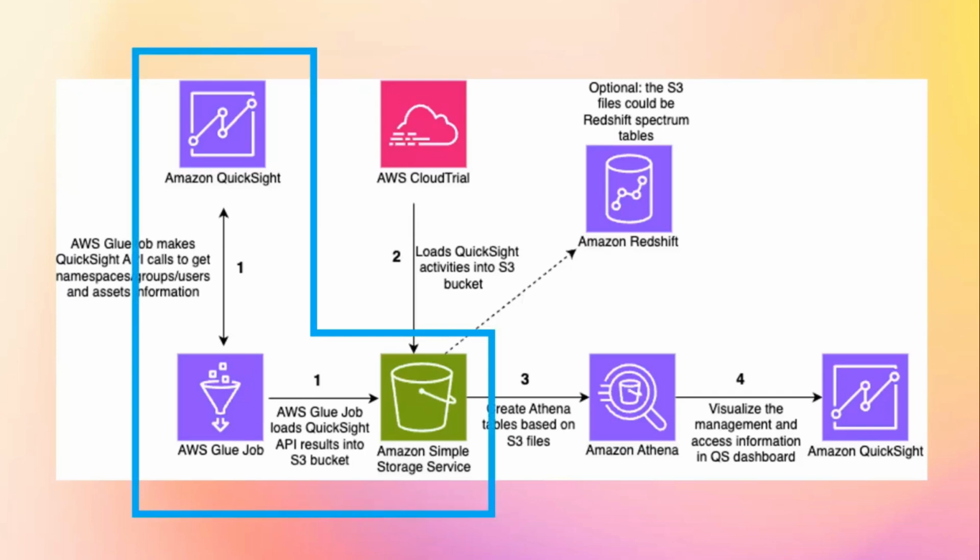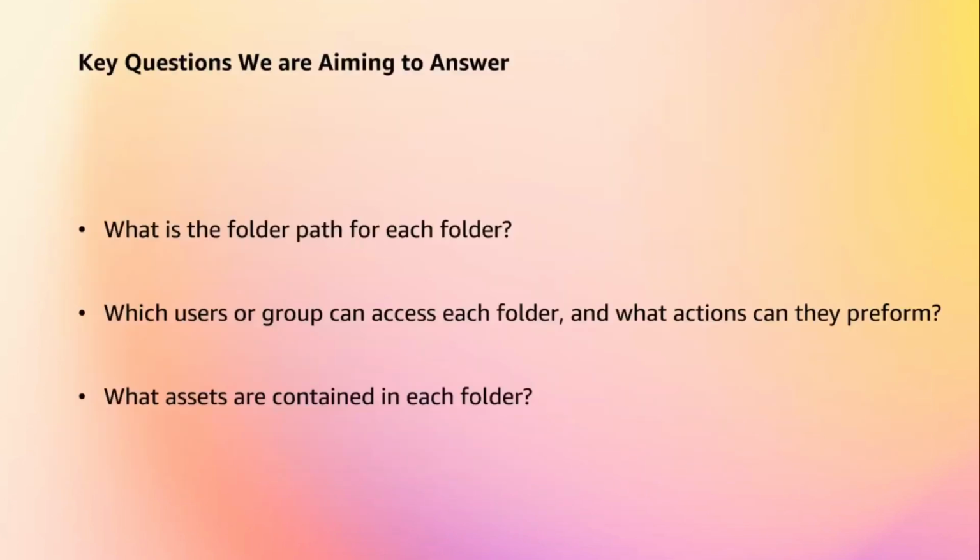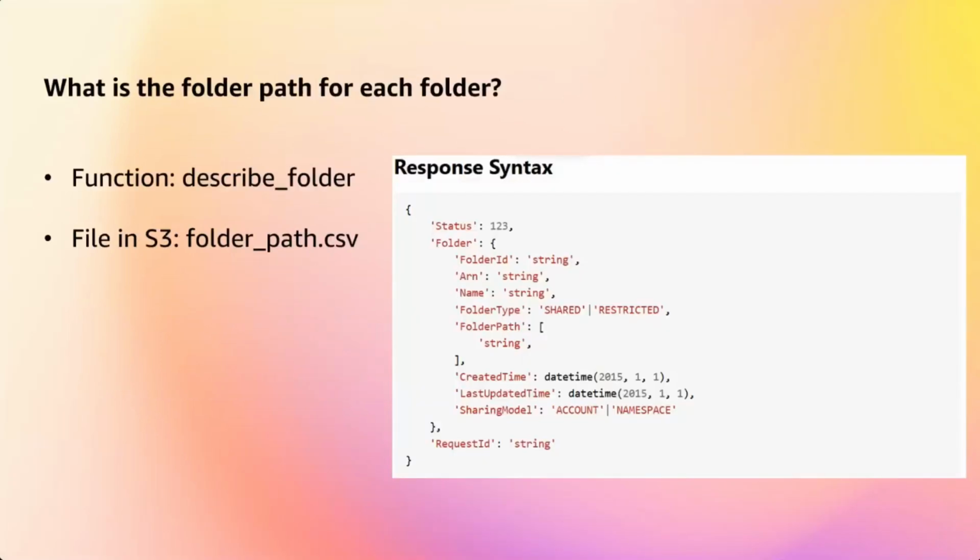All right, so let's dive into the first part. There are 3 key questions we want to answer when pulling the QuickSight folder data. The first question is, what is the folder path for each folder? Second one is, which users or groups can access each folder and what actions can they perform? And finally, what assets are contained in each folder? So we will get the answers using the QuickSight API and store the results in S3. Let me walk you through the APIs you can use.